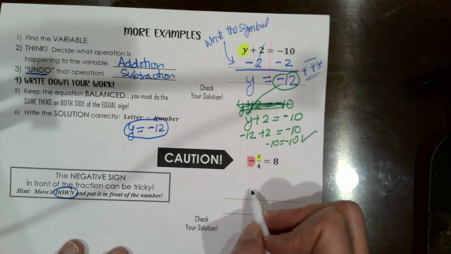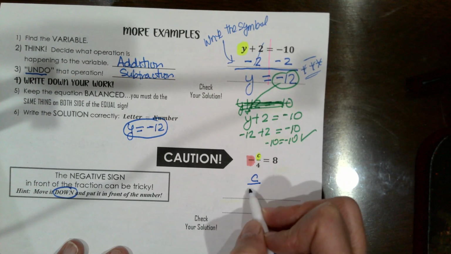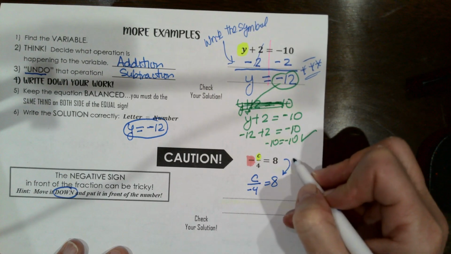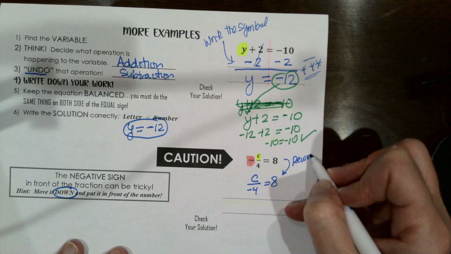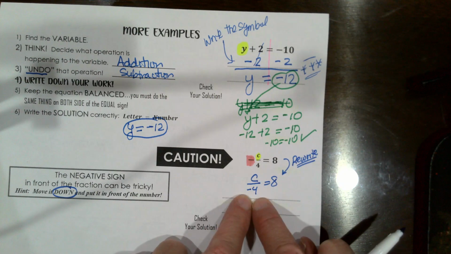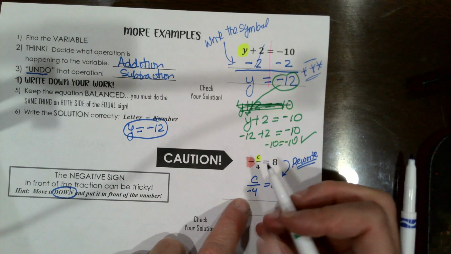Remember I said we're going to slide this down. So let's rewrite this so that we have that negative sign on that 4. Okay, so rewrite it so it's easier for you to understand. All right, now C is being divided by negative 4. We're going to undo that by multiplying.